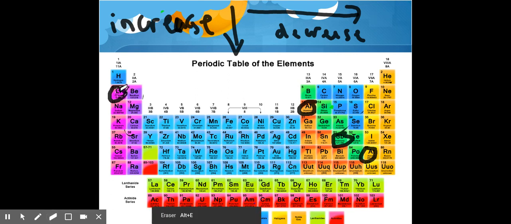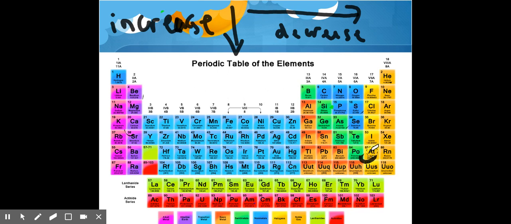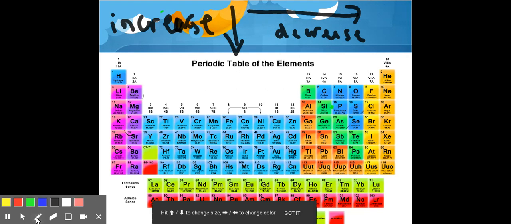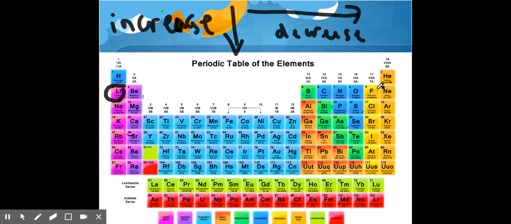So this one is not in your notes, but you can go ahead and add it in. The nice thing about printing out the PowerPoints is that you have space to write in extra notes. So let's see. Let's do lithium, fluorine, aluminum, and chlorine.